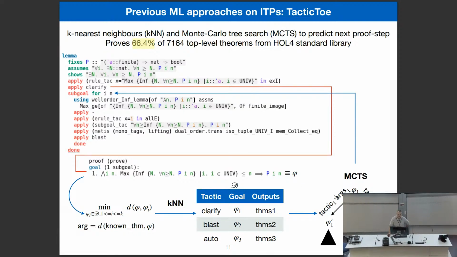And then with a combination of these with some kind of tree exploration techniques like Monte Carlo tree search, they were able to reprove 66.4% of 7,000 theorems from the HOL4 standard library. So this is the main idea. You have some machine learning that allows you to select a tactic, select premises based on the current proof obligation, and then you explore the proof tree.